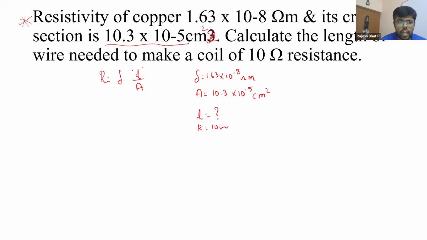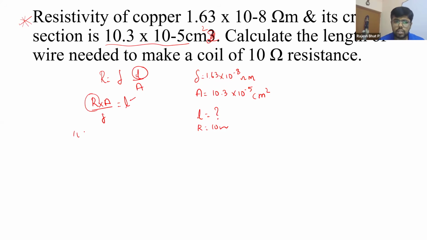Now I need to find out the length. Let us simplify this equation. If you want length, area will go to the numerator, rho will come to the denominator. L is remaining. L is what you need to find out. Okay. Now what is R? R is resistance. Is it directly given?